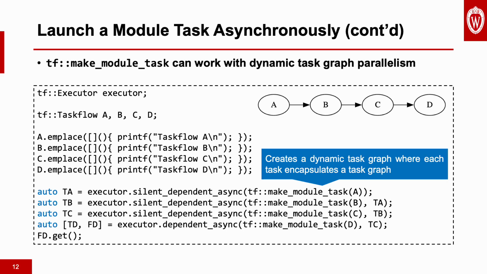Similarly, tf_make_module_task can work with dynamic task graph parallelism, where you can launch modular tasks asynchronously and create dependencies on the fly. For example, here I have four task flows, A, B, C, and D, each with a single task that prints its task flow's identity. Then I use the function tf_make_module_task to create four modular tasks and assign each to a dependent async task, which enforces a linear execution order on A, B, C, and D.